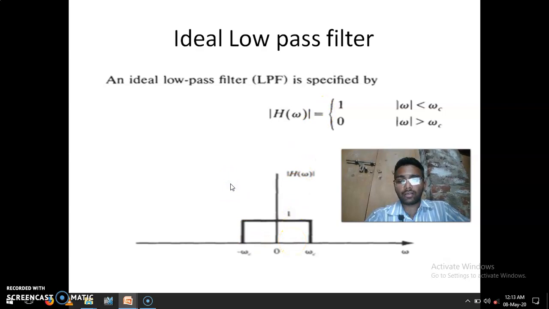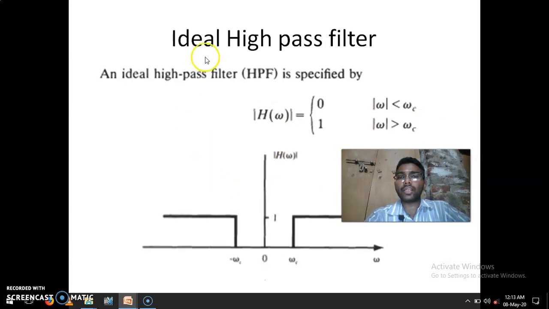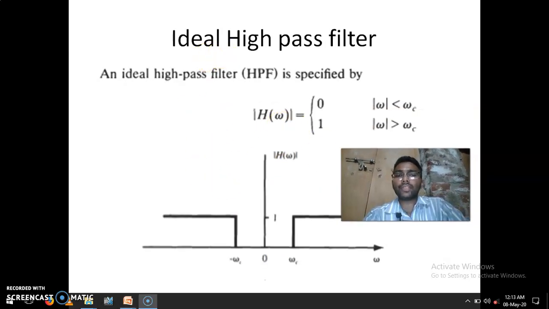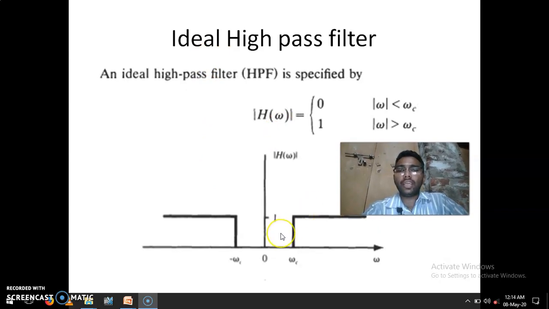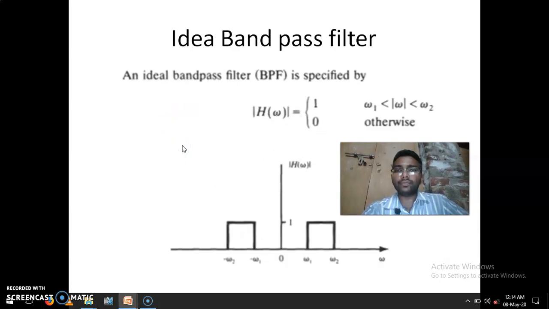Then the counterpart of this is the ideal high pass filter. For a high pass filter, the gain for frequencies which are less than the cutoff frequency is 0, and the gain for the frequencies higher than omega c will be 1. So this is the ideal high pass filter. And moving to the next, an ideal band pass filter will have a gain of 1 for the frequencies in between two cutoff frequencies, let us say omega 1 and omega 2, and for the remaining frequencies, the gain is 0.